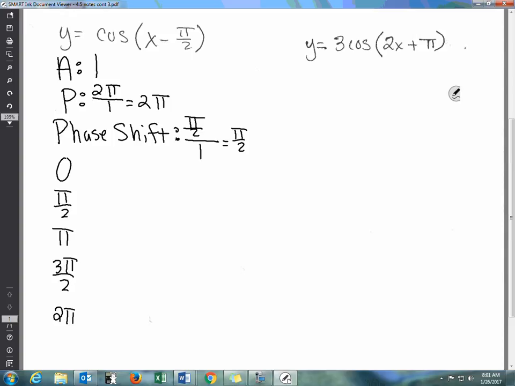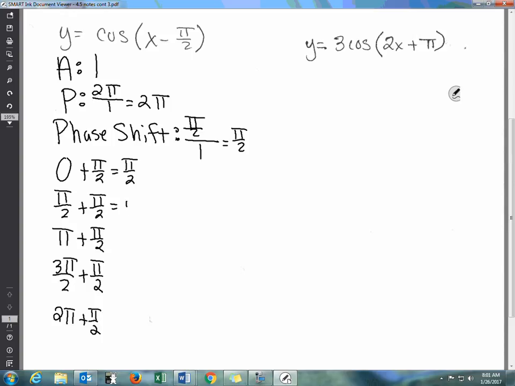Okay, so because there is a phase shift, and it's positive, that means the graph is shifting to the right. I'm going to have to add pi over 2 to each of these 5 points. Now doing this isn't too bad. Some of them can get tricky because of the fractions, but this is just halves and ones, so that's pretty easy. So 0 plus pi over 2 is pi over 2.